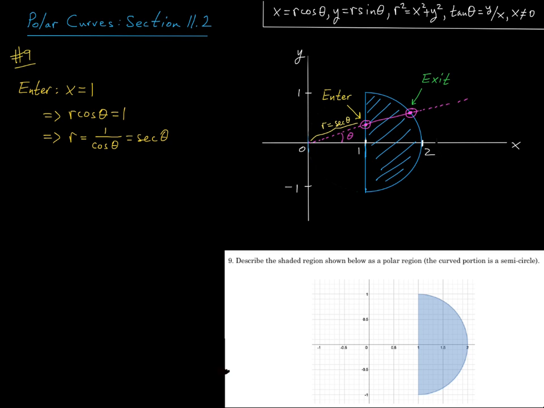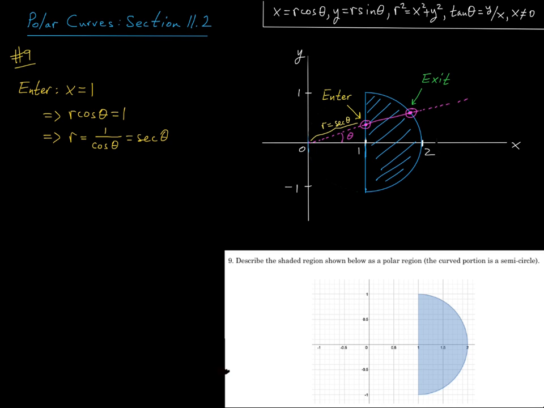And notice you can also see that here from this right triangle. r is the hypotenuse of this triangle, and the adjacent side to the angle theta is just the base of this triangle. That's 1, right? Because that's the distance from the origin out to the center of this circle. So if I take the secant of this angle theta, I'm going to get the hypotenuse r divided by the base, which is 1, and so r is equal to secant theta.